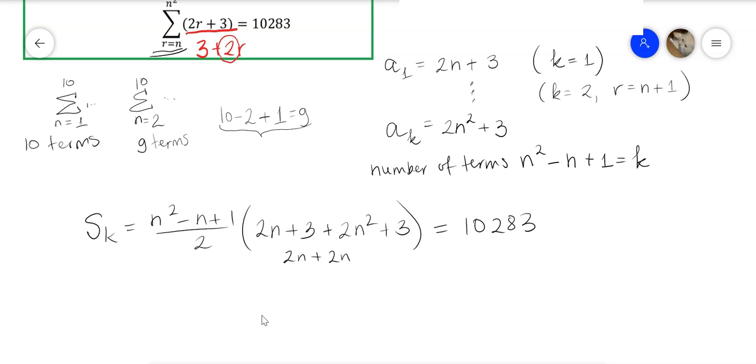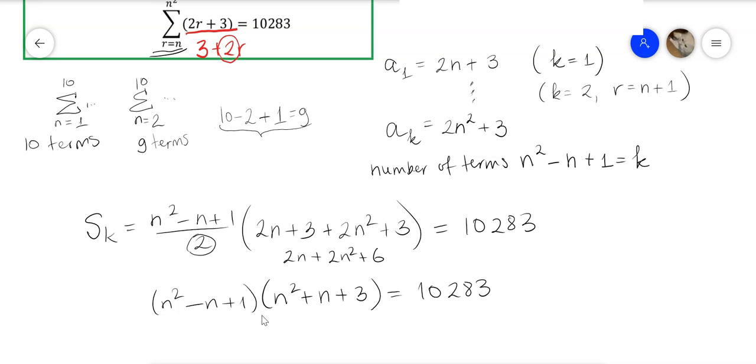Right, now in the brackets we get 2n plus 2n squared plus 6, and we can see that the common factor of this bracket is 2. That can be cancelled out with the 2 in the denominator. So let's rewrite the expression as n squared minus n plus 1 times n squared plus n plus 3 equals 10,283.